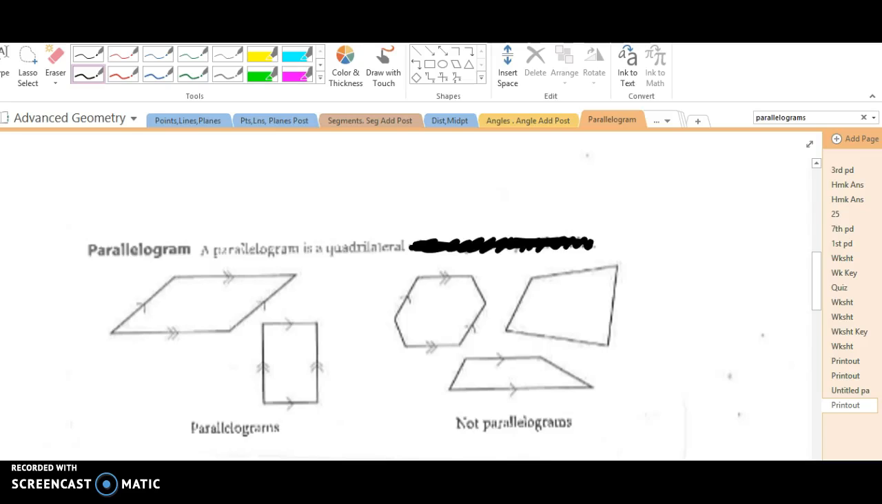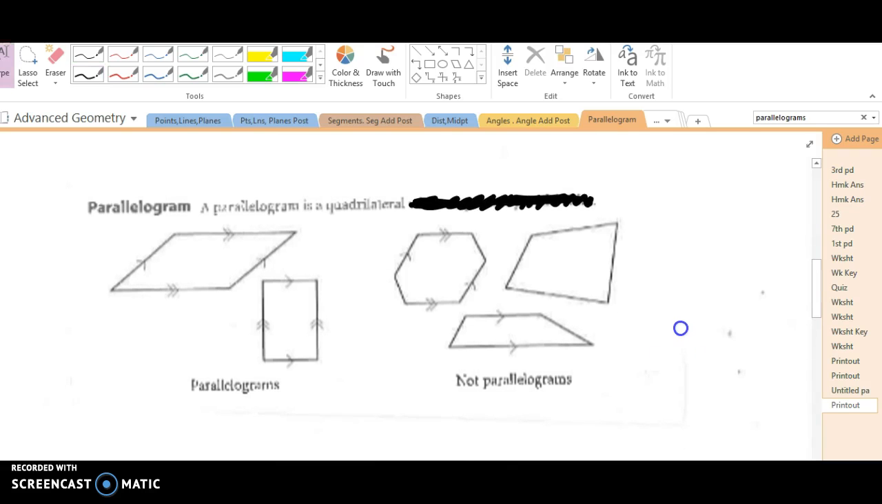Okay, so we talked last time about polygons in general, and now we're going to hone in and focus on sets of quadrilaterals. Here I have parallelograms and not parallelograms, and I want you to take a look. You may already know from a previous class, but what is the major difference between these and these? So I've got a hint for you up here.